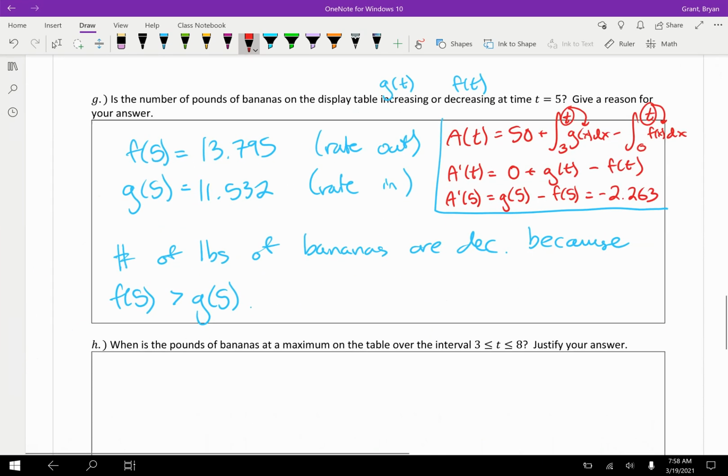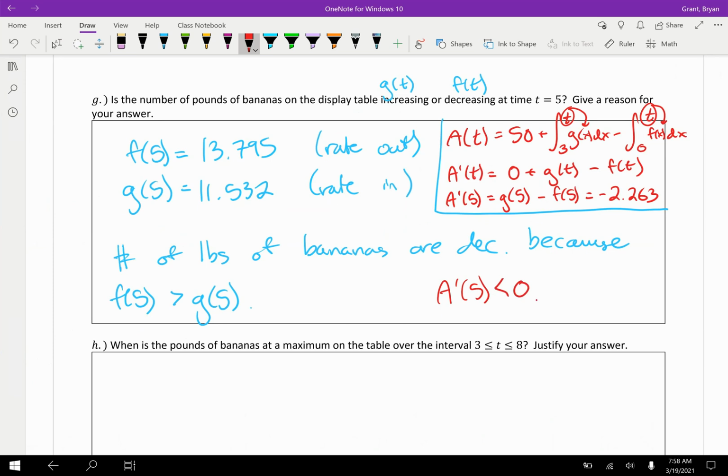Okay. So then my sentence would have been pretty similar. The number of pounds of bananas are decreasing because a prime of 5 is less than 0, right? If the derivative of an equation is negative, then that function is decreasing. If the derivative is positive, the function is increasing. So two different ways to think about it. I'm more fond of the first way. I think it makes more logical sense to me, but some students like doing it the second way, and that's great. Both of those work.